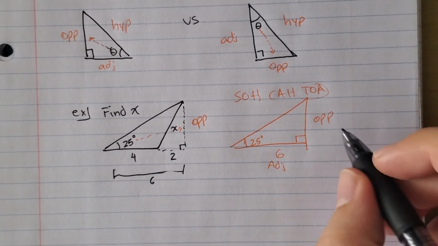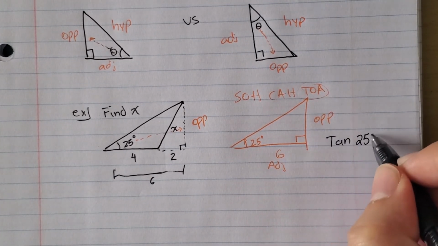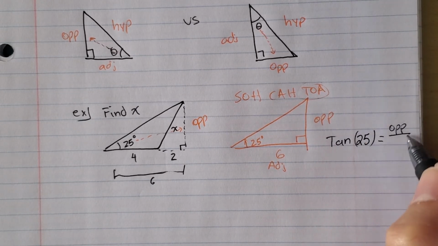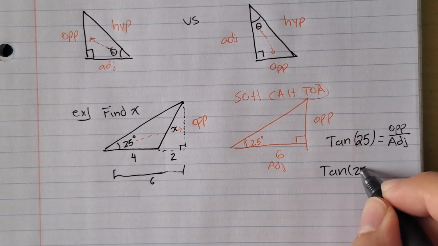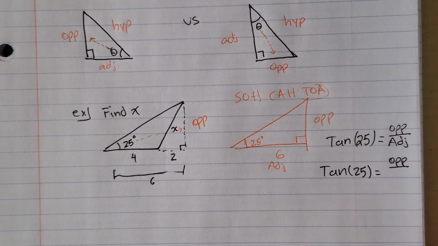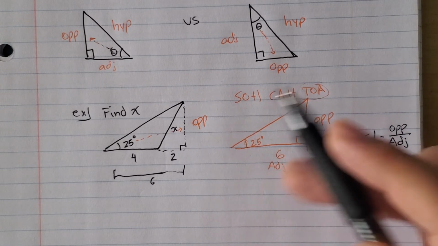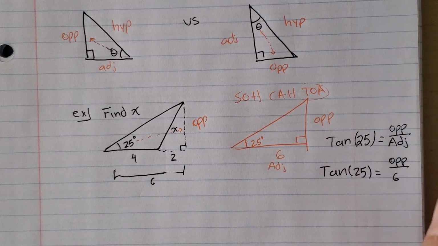I have to use TOA, which is tangent of whatever my angle is, which is 25, is equal to my opposite over the adjacent. So let me plug those numbers in. So tangent of 25 is equal to, in this case, I don't know the opposite, so I'll call it OPP. You can call it y if you want to. Stay away from x because we're trying to find x. So just call it something else. I just keep calling it opposite, so I know I'm looking for the opposite. And then my adjacent is 6.